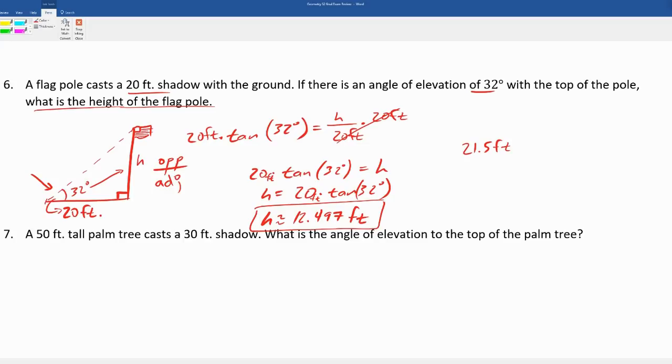All right, so check this out. I'm only going to draw the picture for this, but number 7 is definitely for you. They already give you this palm tree. They say it's 50 feet tall, and it casts a shadow of 30 feet.